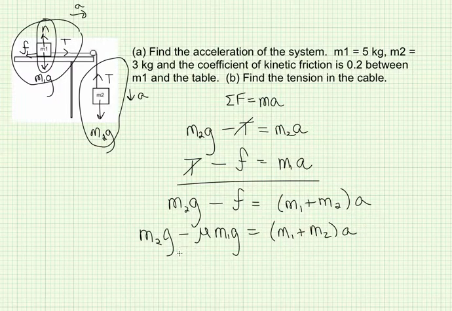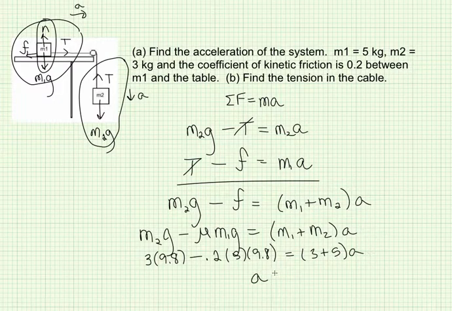Let's start plugging in some numbers. So m2 had a value of 3 times 9.8. My mu was 0.2. M1 had a mass of 5 times 9.8 equals 3 plus 5 times my acceleration. I solve for my acceleration. I get 2.45 meters per second squared.